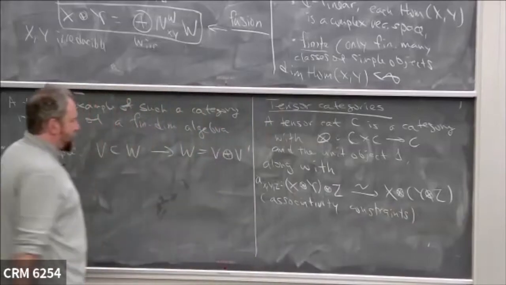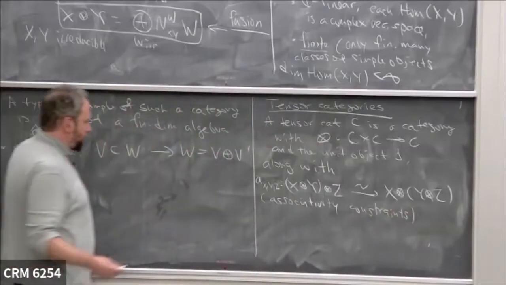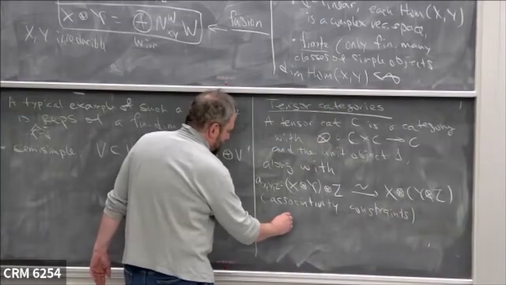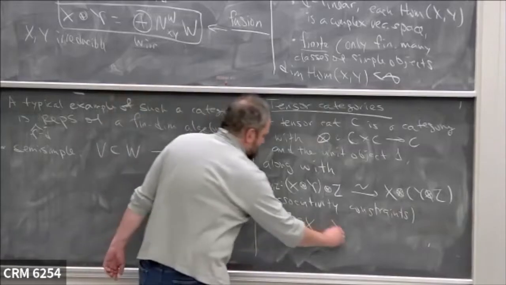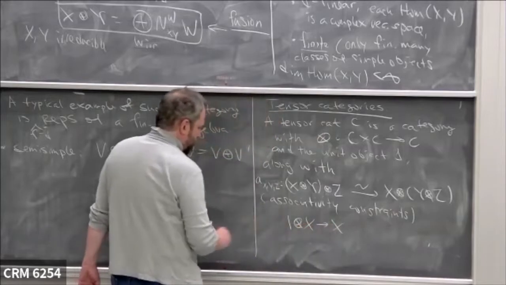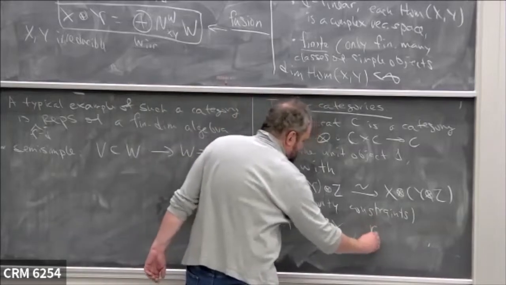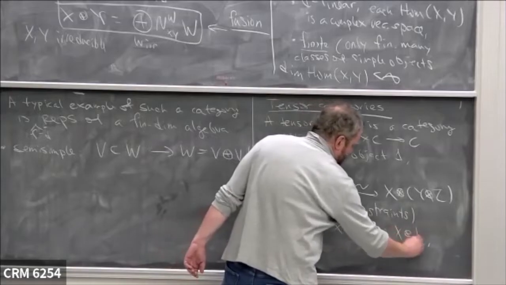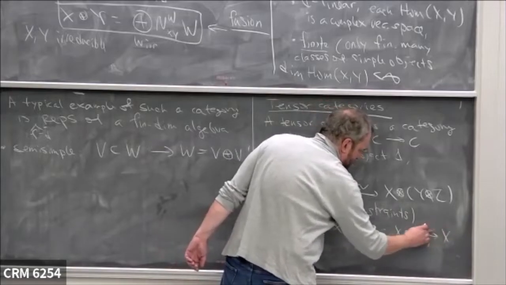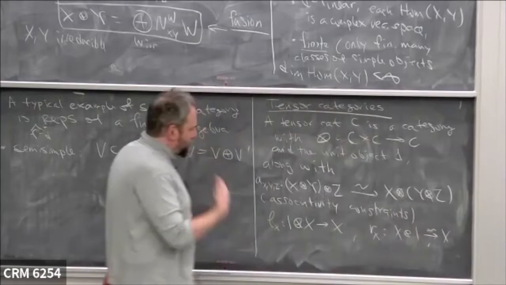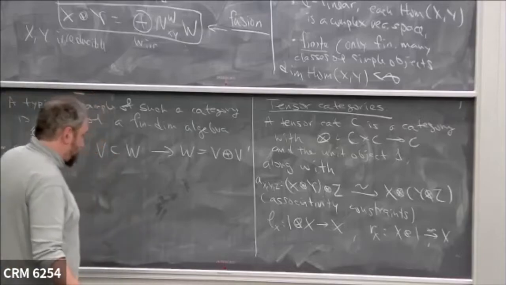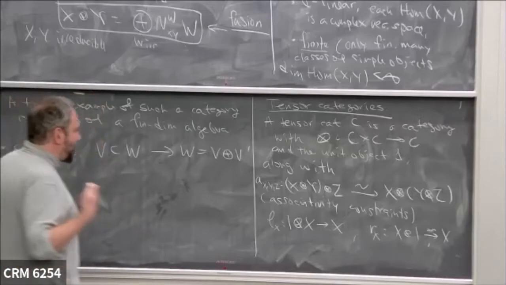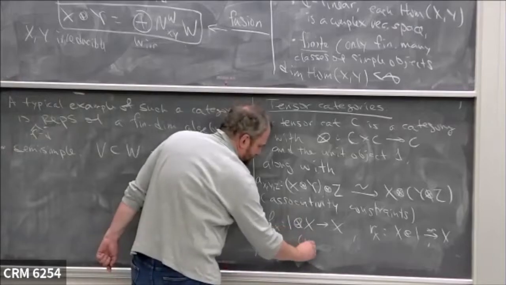And similarly, the unit object plays the role of unit. So we will have isomorphisms between 1 tensor X and X. So we'll call this, and this is right. Again, same strategy. We do not want them to be equal. You will see that this is too restrictive a thing to ask. It's much more natural to ask for the isomorphism. Now, this is associativity, and these are called unit constraints.